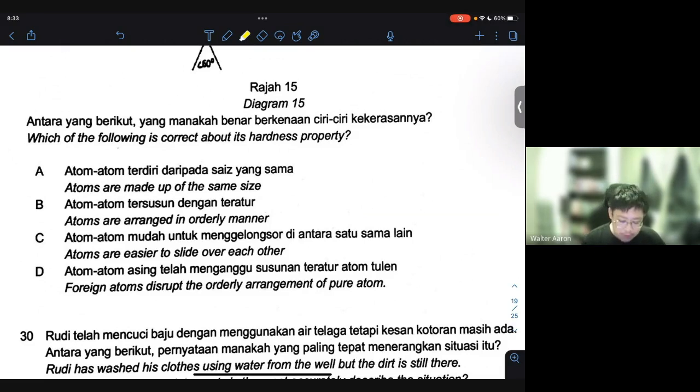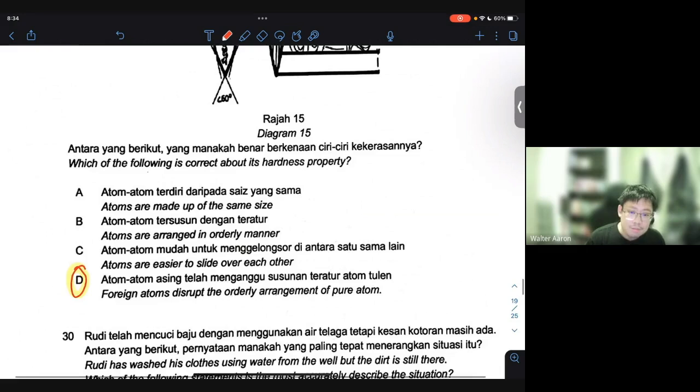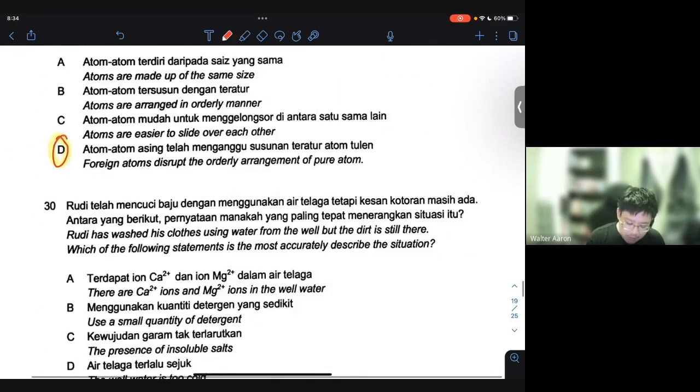So why is that so? It's because the foreign atoms are able to disrupt the orderly arrangement of pure atoms. So when you use an alloy to hit against a surface, it will not bend or break that easily, compared to pure metals, which are more flimsy because they can bend very well, as we call them malleable and ductile.